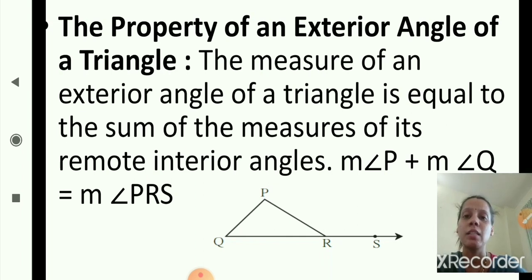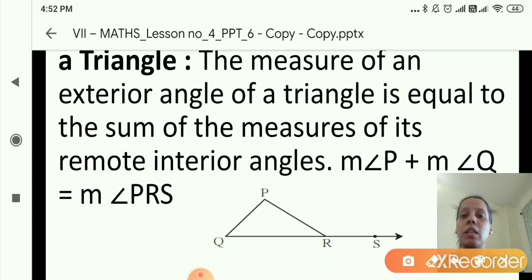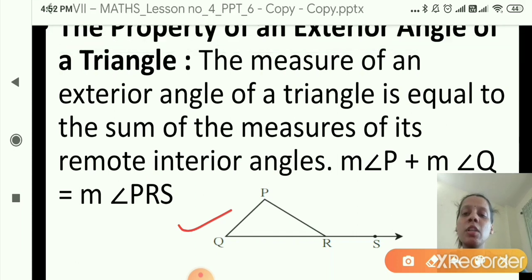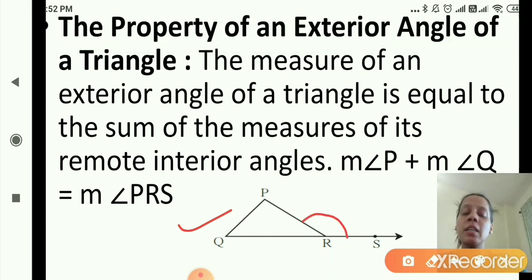So here, as you can see in this figure, what is the measure of angle PRS? The measure of angle PRS is equal to measure of angle P plus measure of angle Q, which are the remote interior angles of triangle PQR. So measure of angle P plus measure of angle Q is equal to measure of angle PRS, which is exterior angle of triangle PQR. I hope you are clear with these concepts.